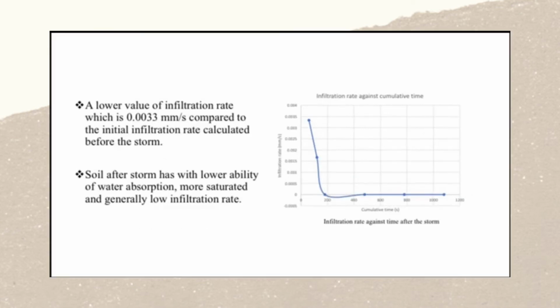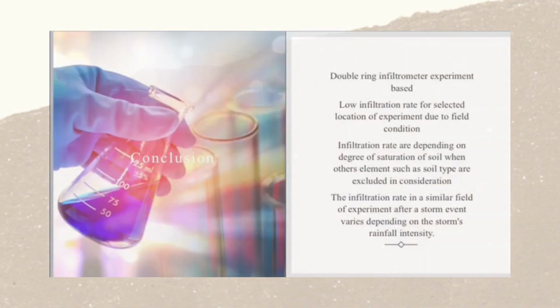It shows a lower value of infiltration rate, which is 0.0033 mm per second, compared to the initial infiltration rate calculated before the storm. Hence, soil after the storm has a lower ability of water absorption, is more saturated, and generally has a low infiltration rate.